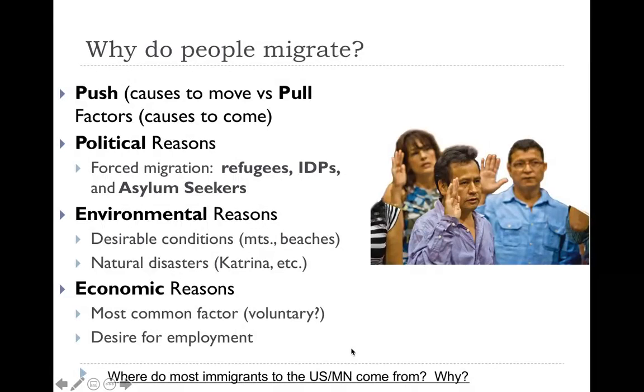Our next factor is environmental. If it's pulling you to that place, it could be because you want a desirable condition. It could be that you want to live in the mountains, or you want to live by the beach or on the ocean. And so that might pull you to a specific place.